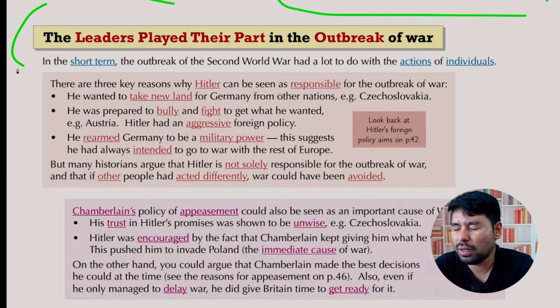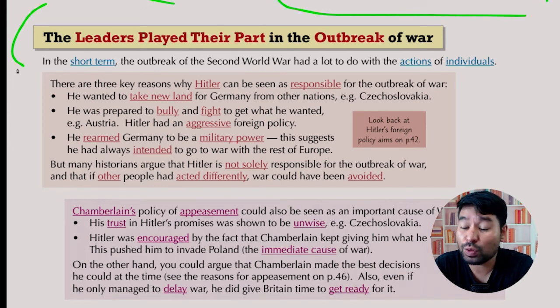Number one, he wanted to take new land for Germany from other nations. Example, Czechoslovakia. Taking new land means he wanted to invade different countries, take control over them and attach them to Germany. This is a very good reason, right? Invade someone else's country, take control over it, put it together and say that this belongs to me. That's a very good reason for a war.